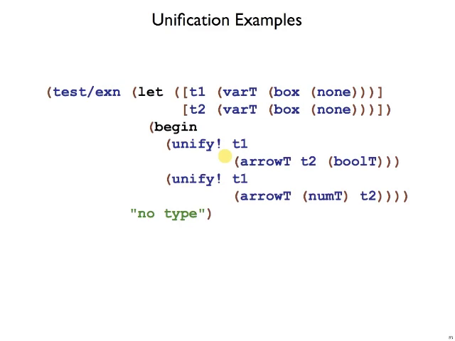Finally, here's an example with multiple type variables and arrow t's. So here we unify t1 with arrow t t2. That causes t1 to be equated to this arrow t. Then when we unify t1 with arrow t in this case, then t1 has already been equated to an arrow t, so we end up unifying these two things, this arrow t and this arrow t. In the process, we unify t2 to numt, and then we try to unify bool t to t2. But this unification assigns t2 to numt, and so bool t and numt don't match, and the unification fails.